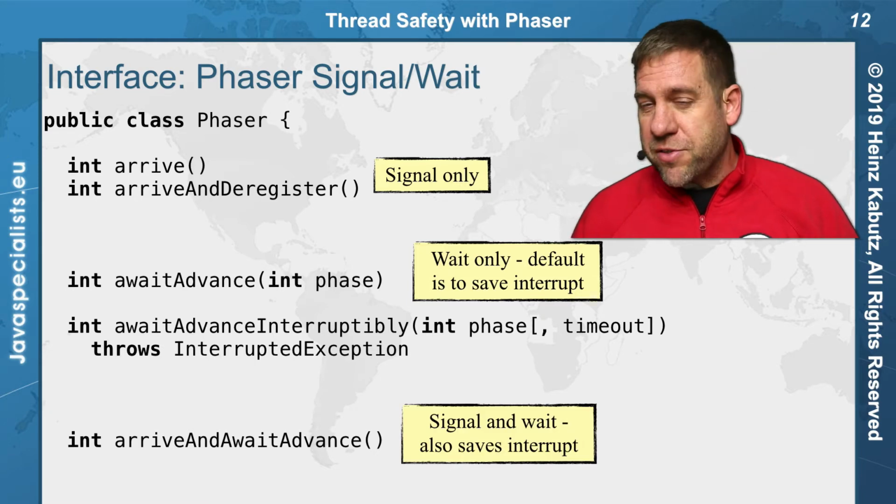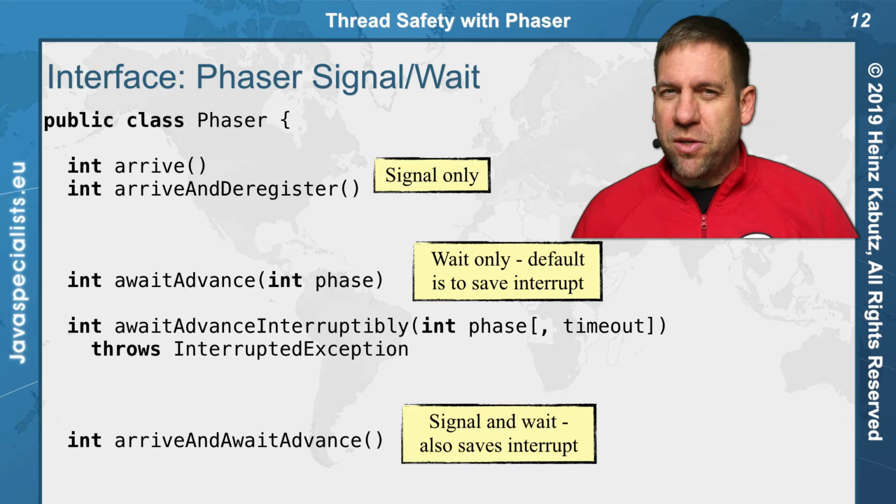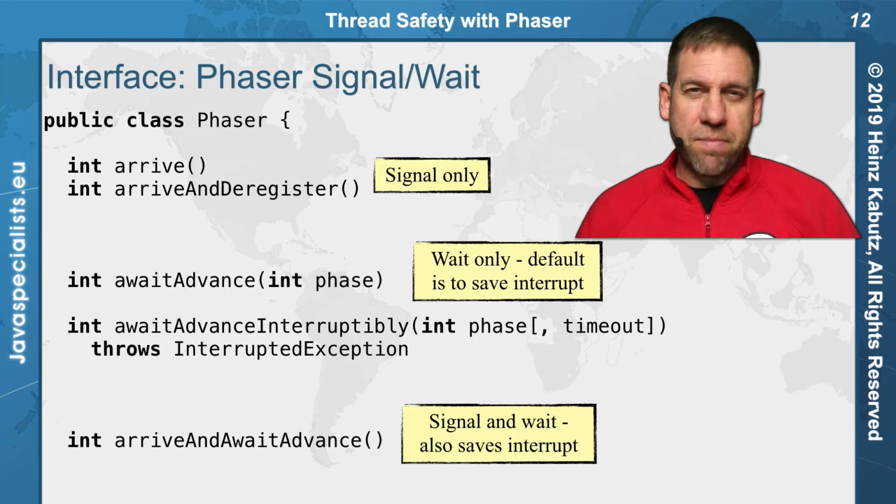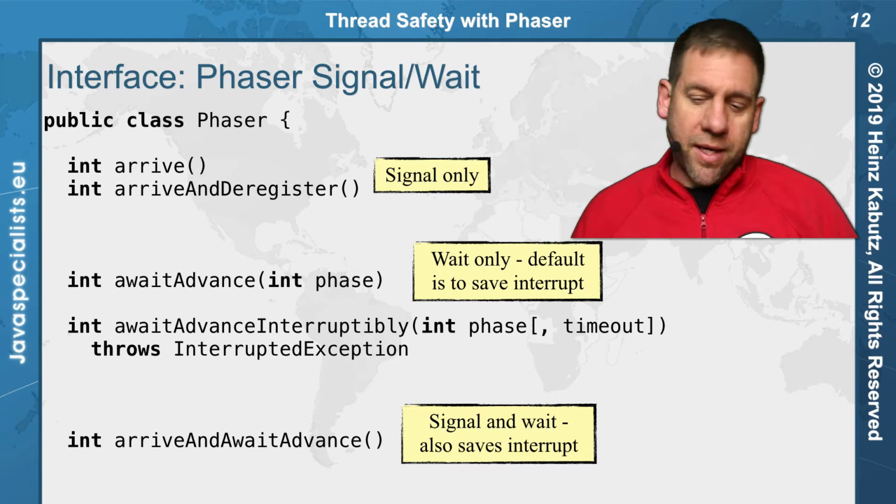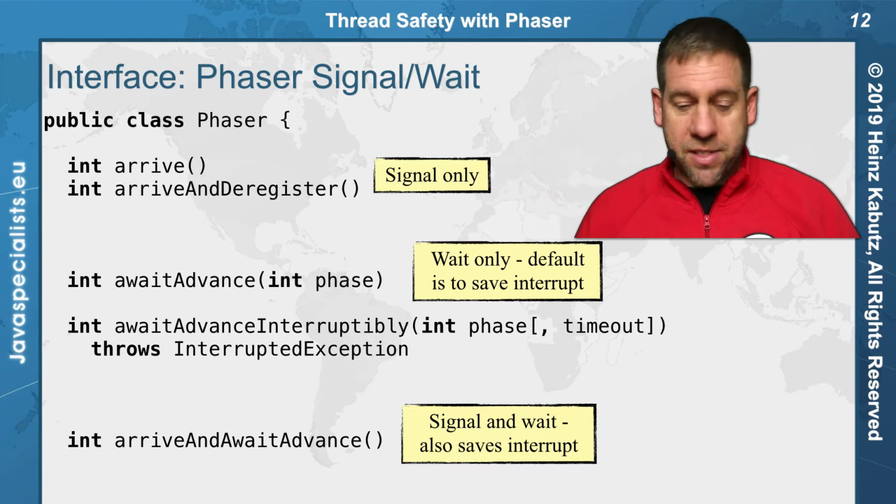arriveAndAwaitAdvance also saves interrupt, and this is the method you would normally use if you want to rendezvous. This is a bit like the await method of the cyclic barrier, except that it saves interrupt. It makes it easier to use.